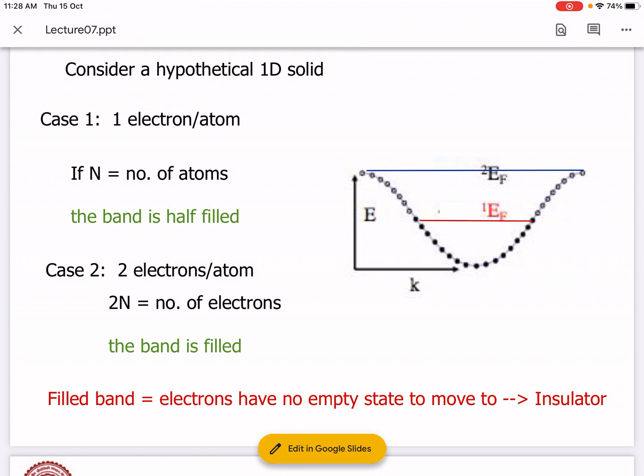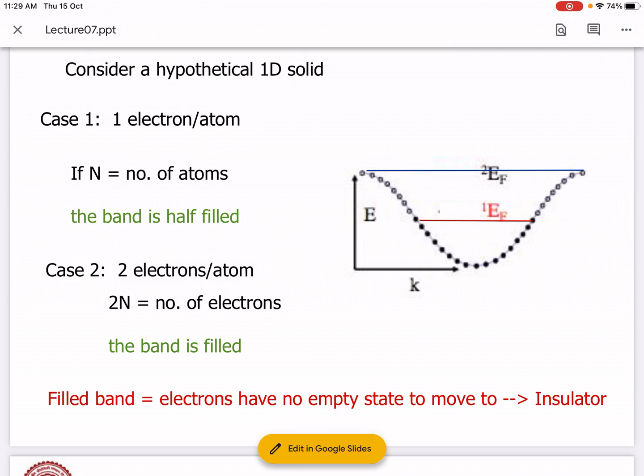If these electrons experience some electric field, for example, they gain in energy. Because of the gain in energy in this field, they would like to move to the higher states, right? These states are available for them, and therefore the electron starts conducting, right? So therefore these half-filled bands are metals.